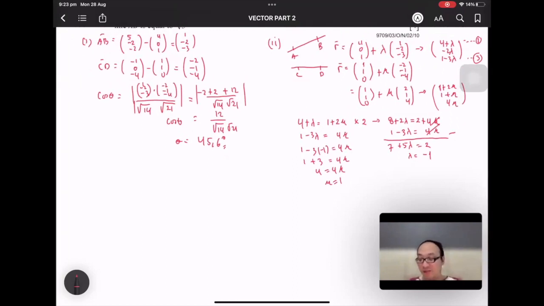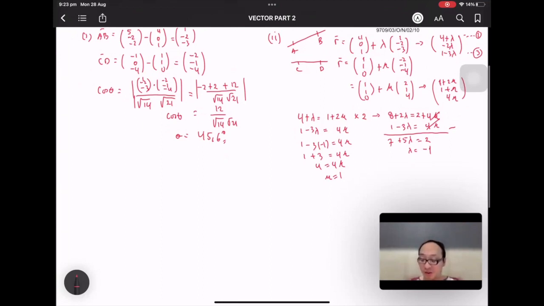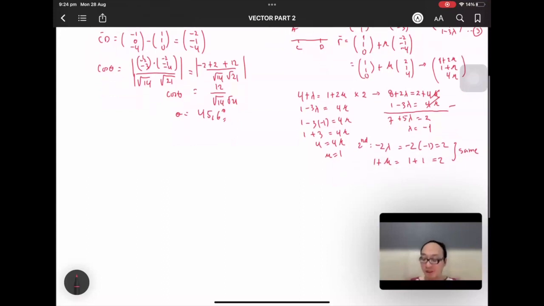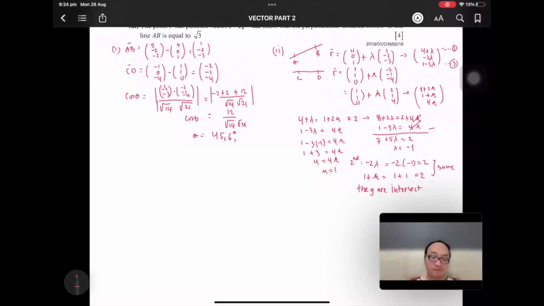And then since we equalized the first and the third row, we check the second row. On the second row, I will have -2 lambda, so -2 times -1 equals 2. And from CD, the second row will be 1 plus mu equals 1 plus 1 equals 2. So they are the same. So that means they intersect because all the components are the same.